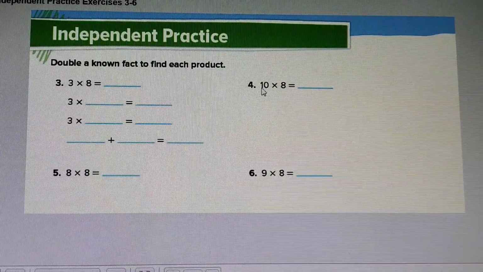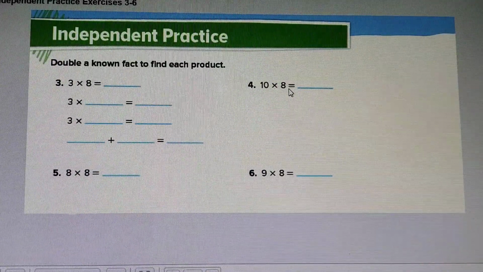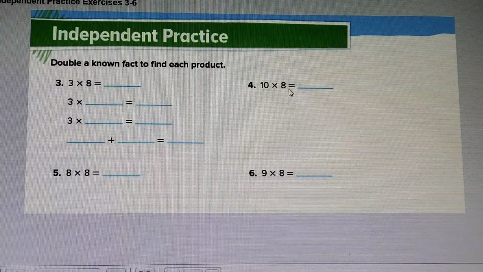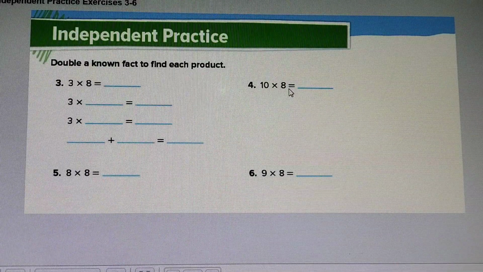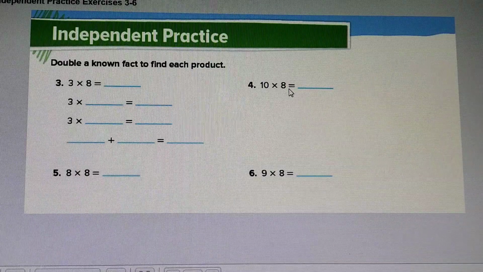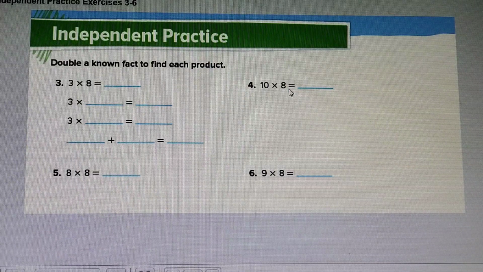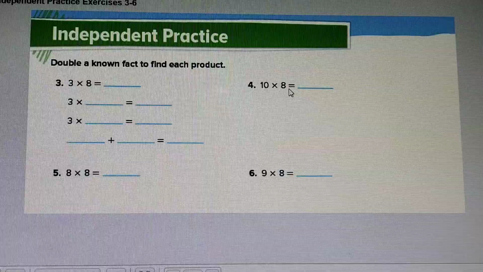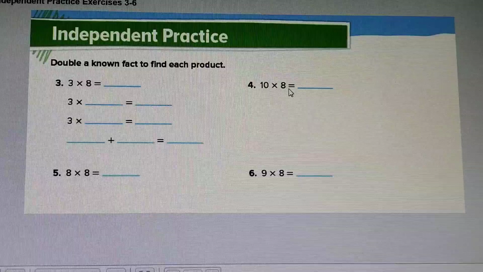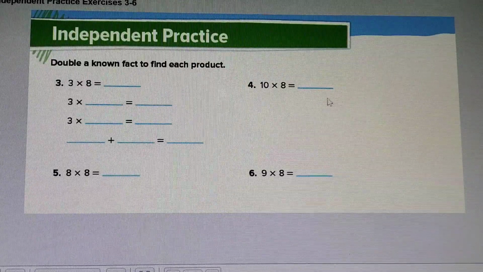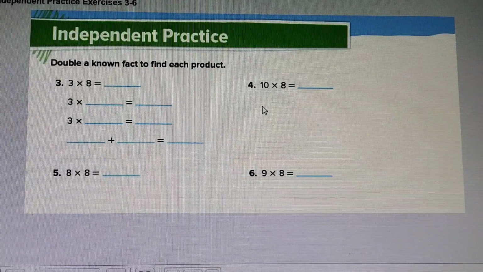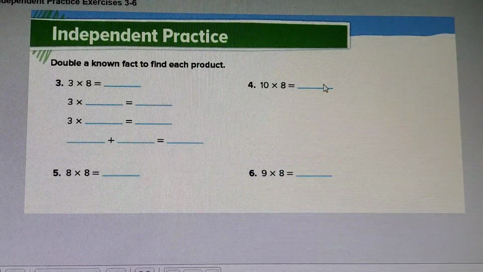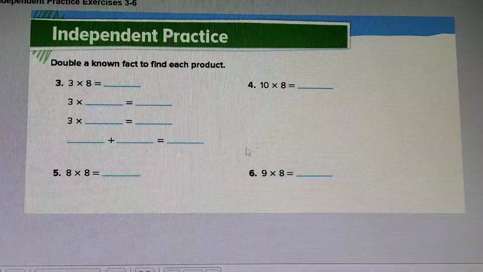On number 4, they have 10 times 8. Now, because we've studied the tens a lot at school before we left for this long extended break, you might already know 10 times 8 and you won't have to decompose it. If you do, 10 times 4 equals 40, plus 10 times 4 equals 40, and 40 plus 40 equals 80.